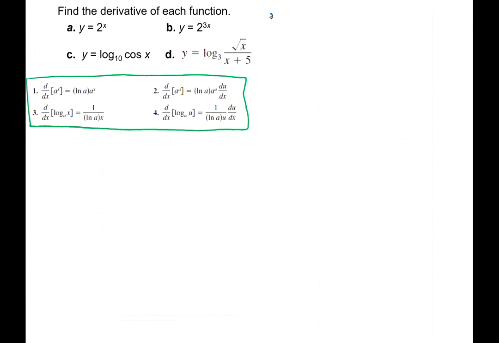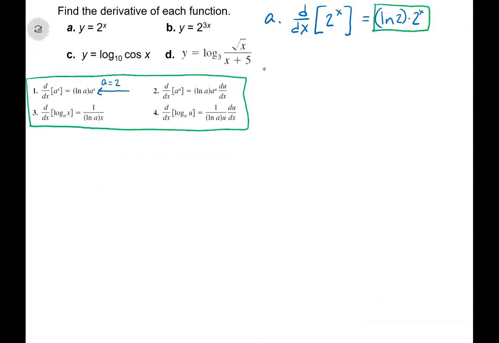In A, we are looking for the derivative of 2 to the x. Oh, it looks like this is a direct application of rule number 1, where a is equal to 2. Okay, so the derivative of 2 to the x should be the natural log of 2 times 2 to the x. Simple as that.